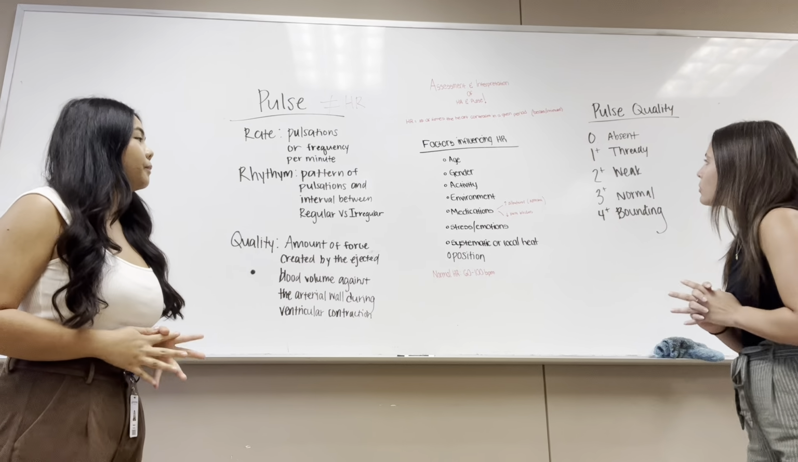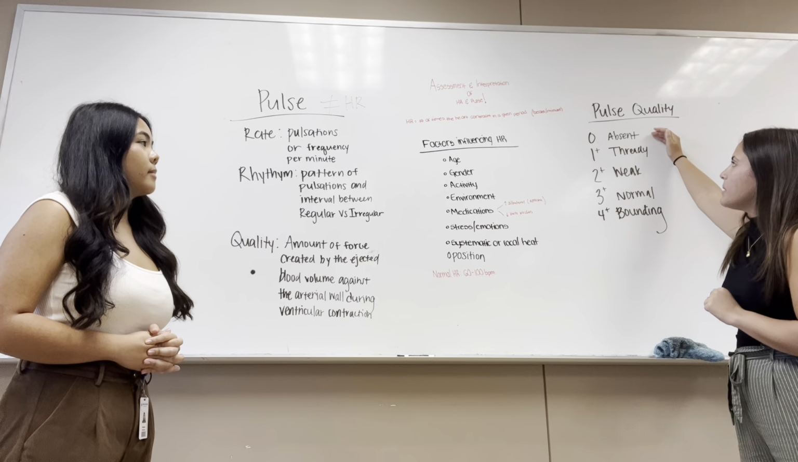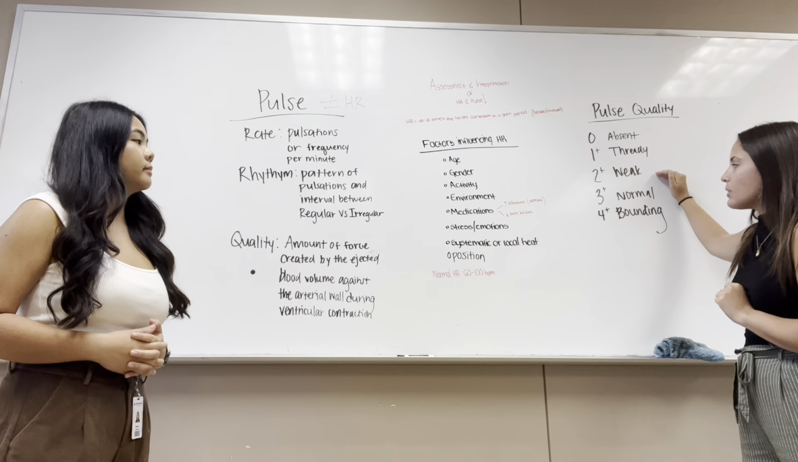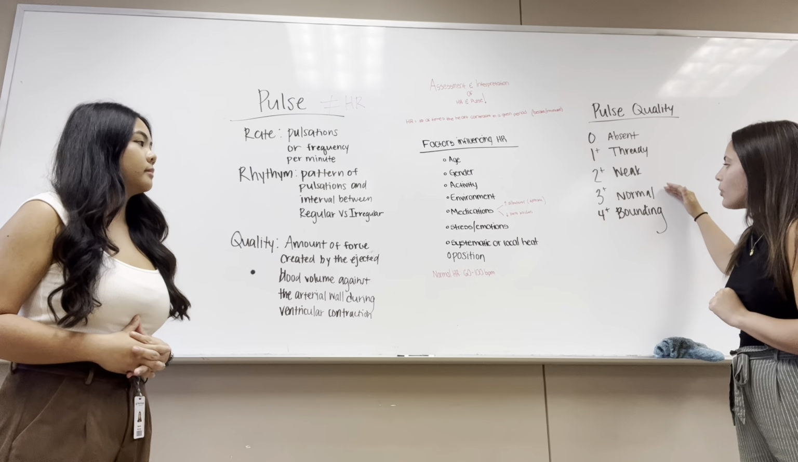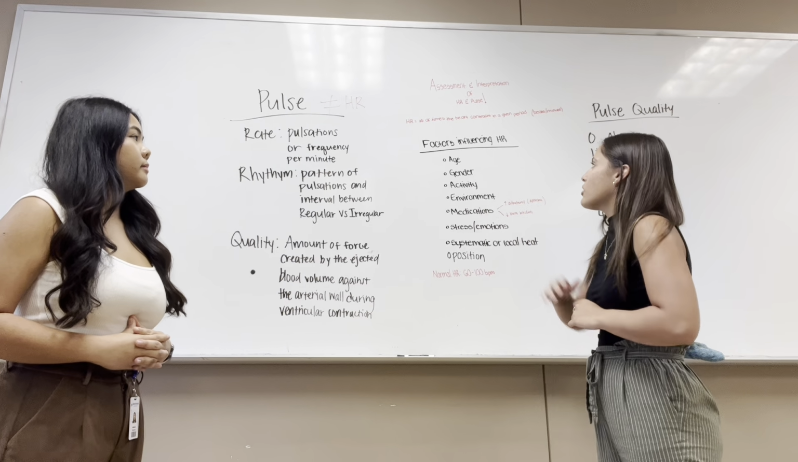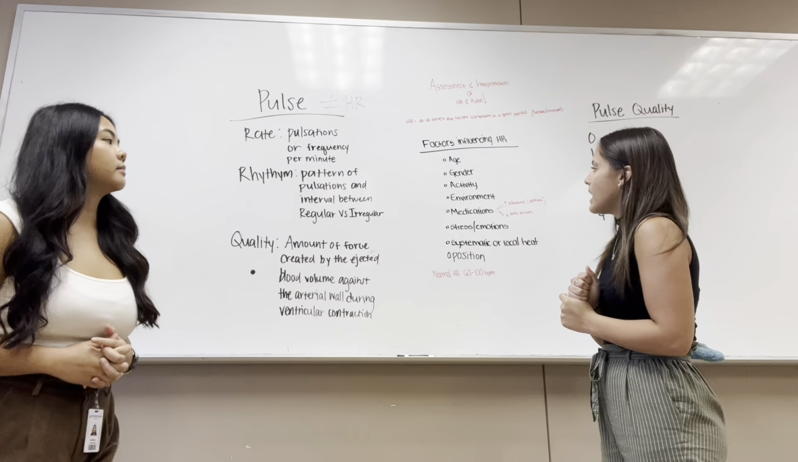And then more on pulse quality, we have this chart here. 0 would be absent pulse, 1 plus is a thready pulse, 2 plus is a weak pulse, 3 plus is a normal pulse, and 4 plus is bounding. Then we have factors influencing heart rate. We have age, gender, activity, and environment.